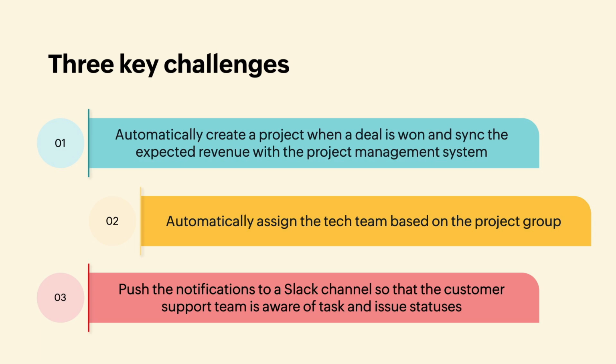They wanted to automate it in Zoho Projects using automation. So automatically create a project whenever a deal is won and sync the expected revenue of the deal into Zoho Projects as the project budget. That is number one. Automatically assign the tech team or the engineering team to the specific project and push the notification to a Slack channel so that the customer or the stakeholder is aware of the specific status of a task or an issue. So let us see the first challenge.